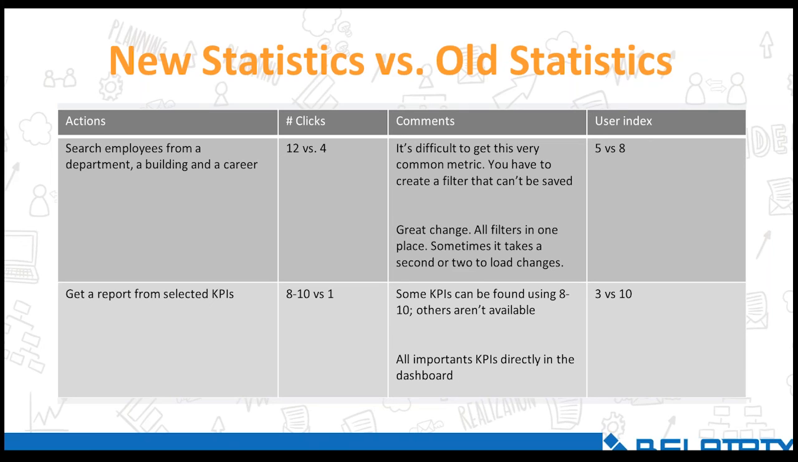And the other action that we measured was getting a report from selected indicators, and they needed 8 to 10 clicks to achieve that, and we reduced them to 1 because they were one of the 20% most common interactions. We put all the important KPIs directly on the dashboard, and that significantly improved the user satisfaction index that went from a 3 to a whopping 10 out of 10.